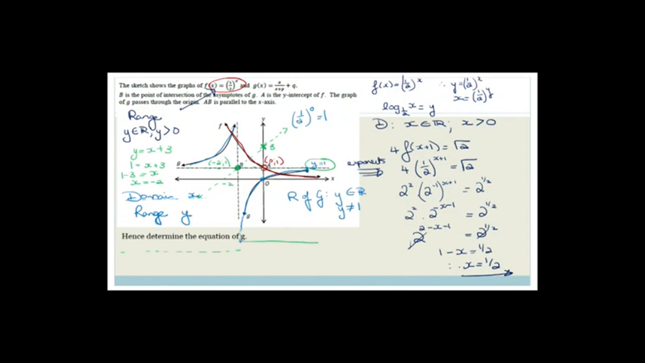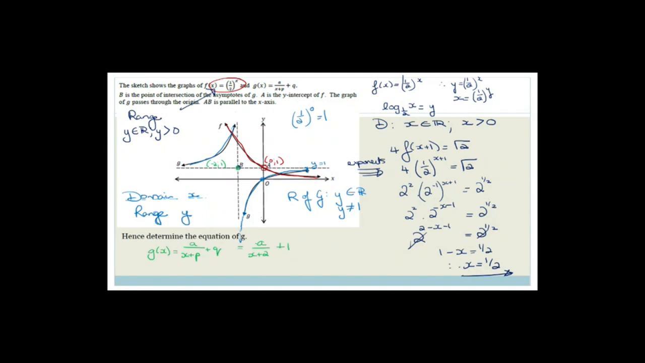Then it says, hence determine the equation of g. We kind of have done that already, but let's go through it. We haven't finished it, have we? Let me erase all ink. So we know that this point is (-2, 1), right? So we know that g(x) = a/(x + p) + q. Remember that p changes the sign, but q doesn't. So it becomes a/(x + 2) + 1. Now all we have to do is establish what a is.